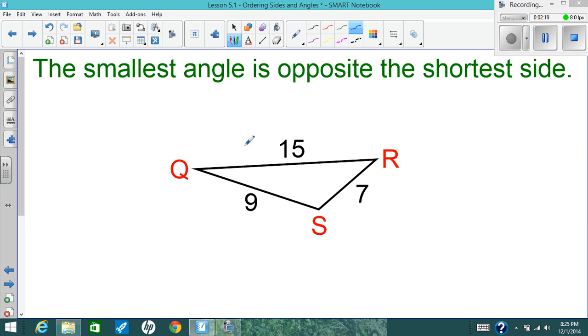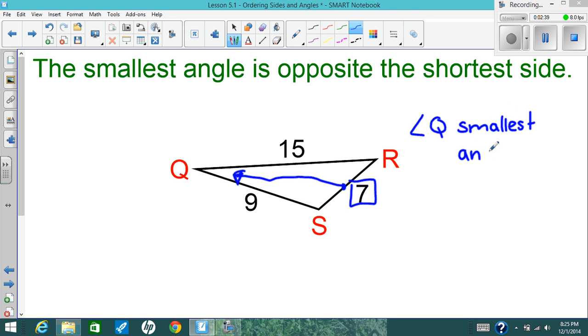And we can find the smallest angle by finding the shortest side first. And they are opposite from each other. So angle Q is the smallest angle. And of course, all of these go for the angle that is in between the largest and smallest and the side that is in between the longest and shortest.